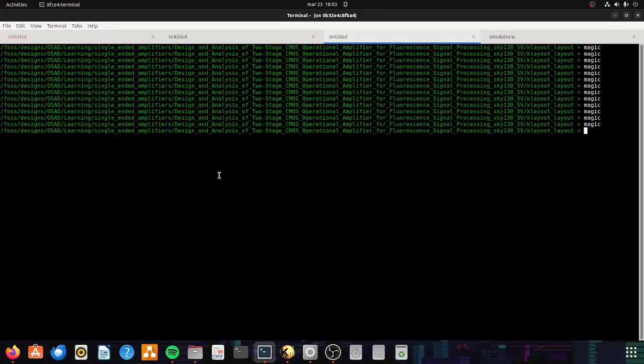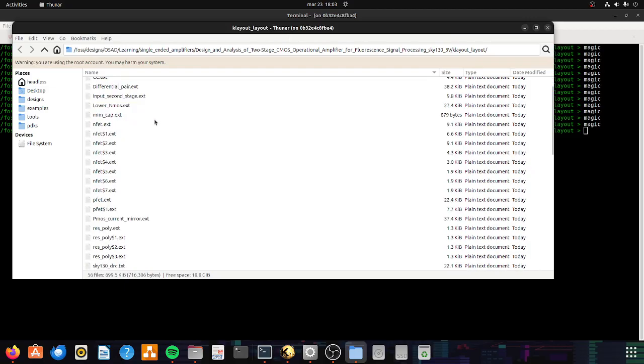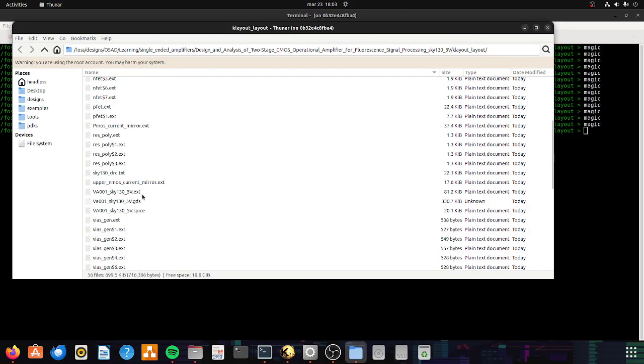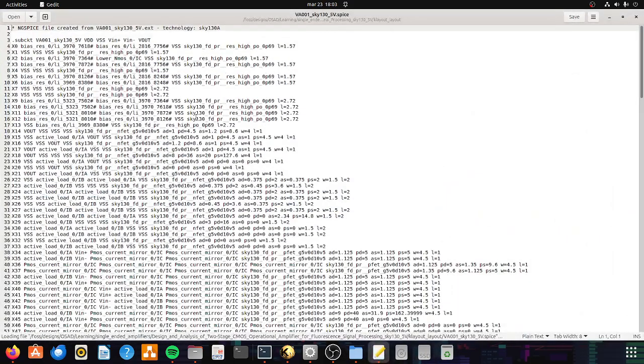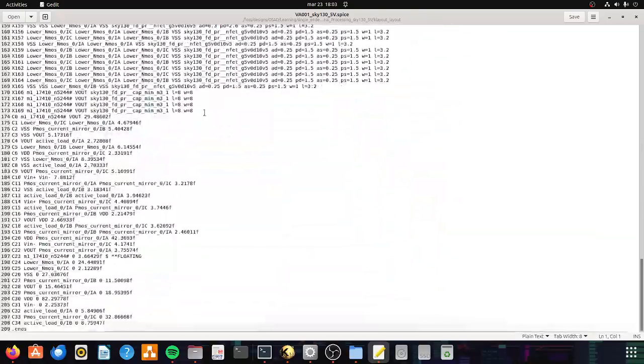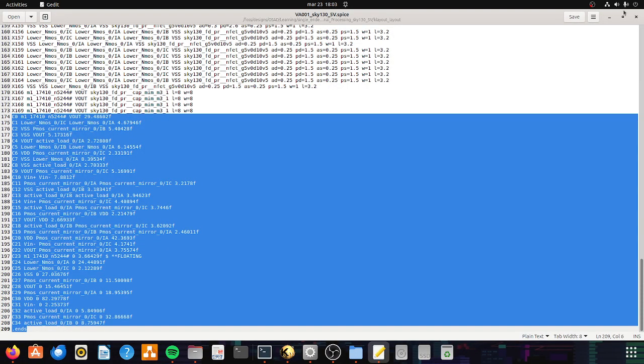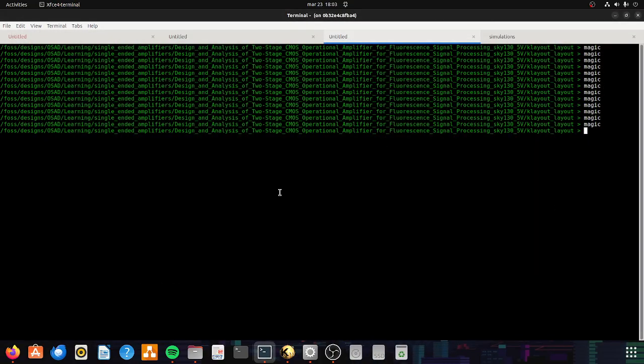Okay, continuing, we have the netlist of the circuit right here. It's actually a relatively large netlist. These are the capacitors, the parasitic capacitors of the circuit.